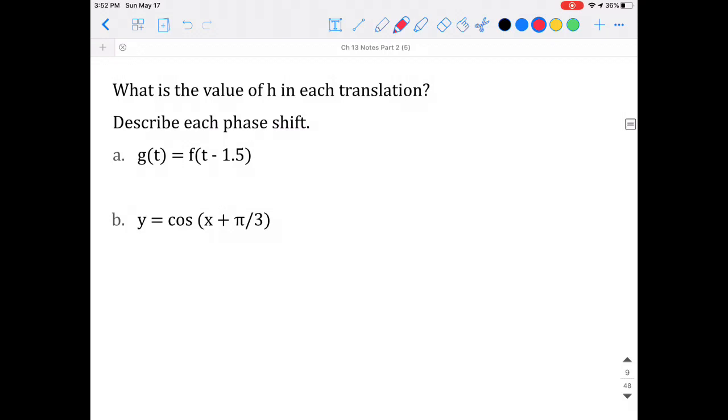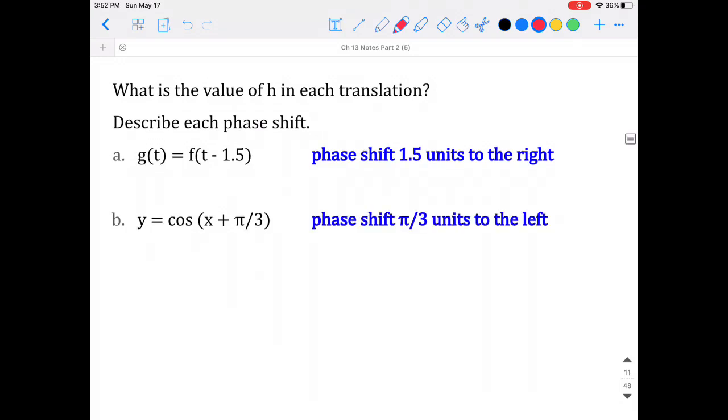Another example for identifying the value of h in each translation and describing the phase shift. For A, we have g of t equals f of t minus 1.5. Minus 1.5 tells us we have a phase shift of 1.5 units to the right. So notice also now we're not calling it a horizontal shift, we're calling it a phase shift with our periodic functions. And for B, we have y equals cosine of x plus pi over 3. Plus pi over 3 tells us we have a phase shift of pi over 3 units to the left. So the concept is exactly the same. Now we're just calling it a phase shift.